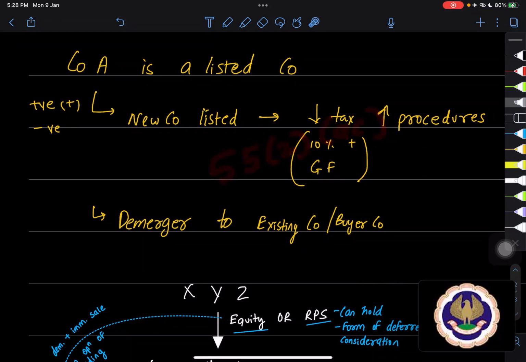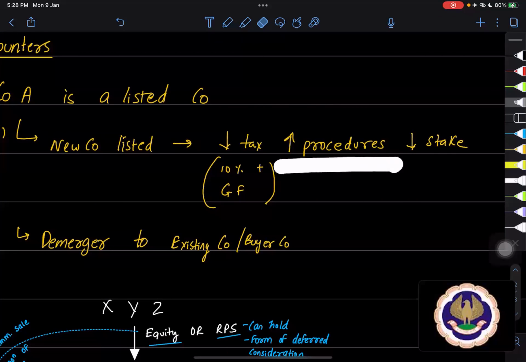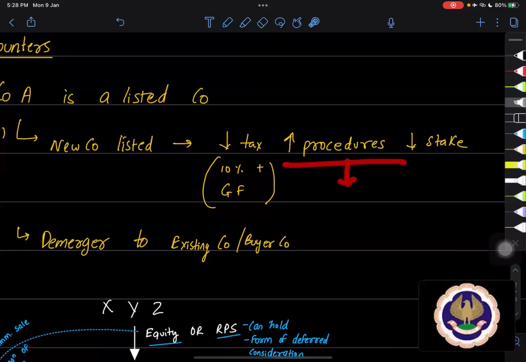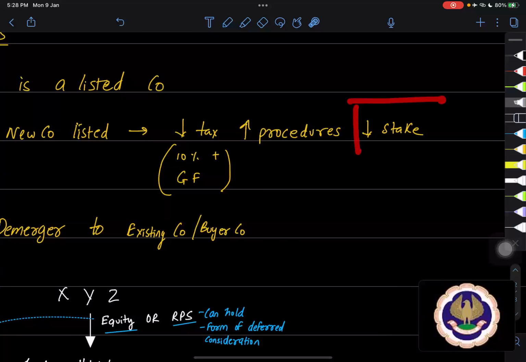So I'm not going into that, but overall what I'm trying to say is that there's a good possibility to reduce the tax rate if the new company is listed. One obvious disadvantage is that the amount of procedures required is going to be much higher, right? You need to go for the listing process, you need to go for the NCLT process, etc. But the most disadvantageous thing is the stake.